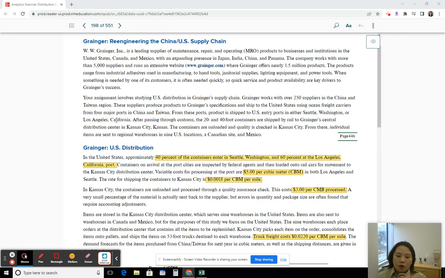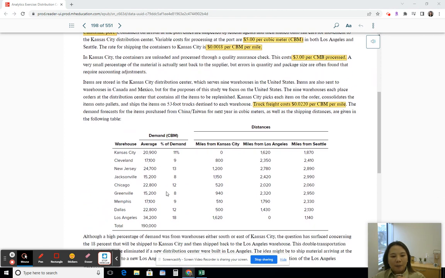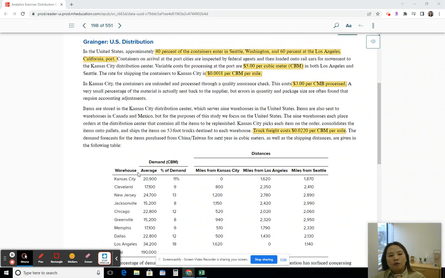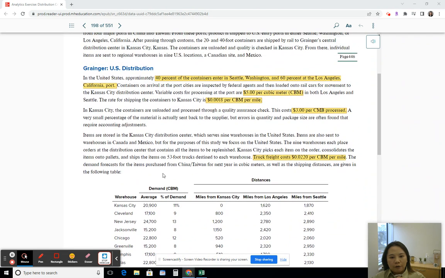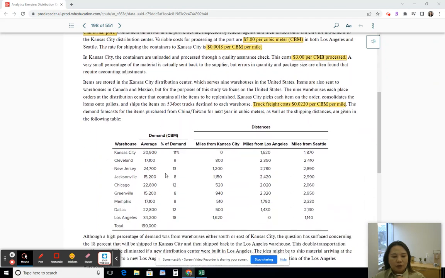And once everything is finished at this distribution center in Kansas, all the containers will be shipped to other regional warehouses of Granger's. So in this table, you can see that Granger's has different regional warehouses. Depending on the demand, all of the containers which arrive in Kansas will be delivered to them.